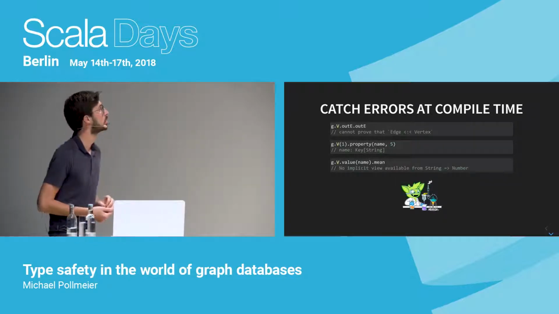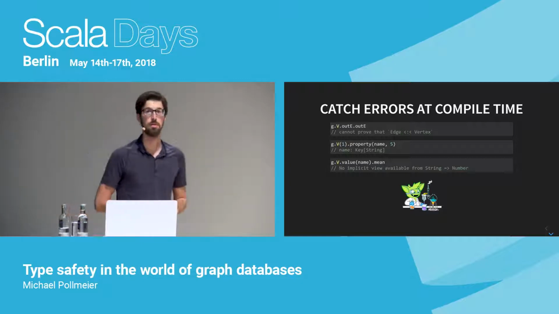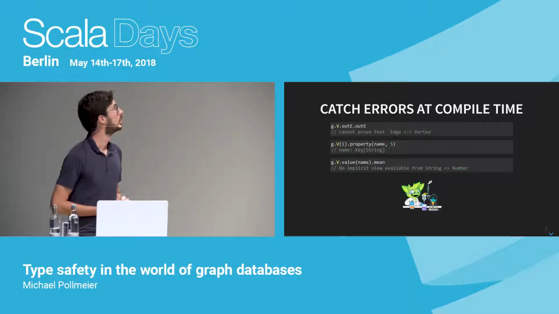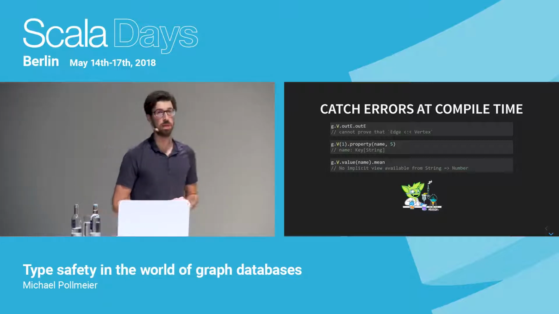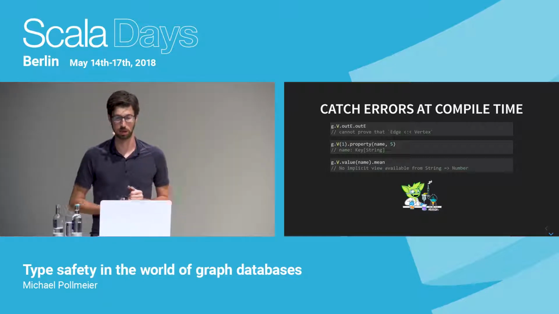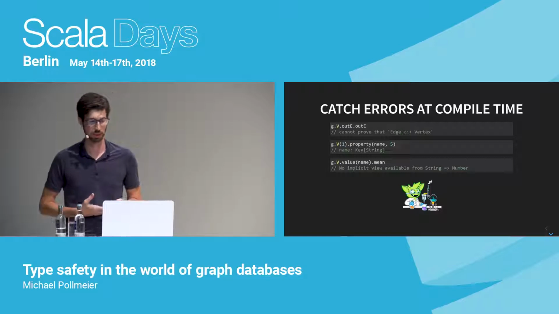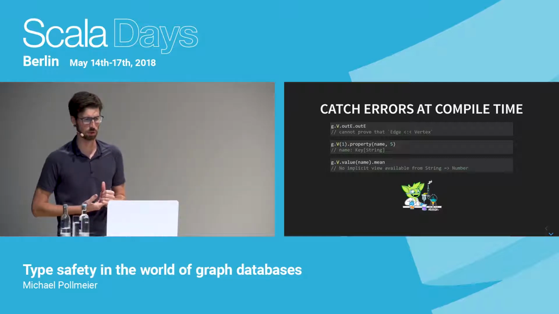Yeah, the other thing I mentioned is you can catch some families of errors at compile time. In a dynamic language you don't have any compile time, so you can't get that. But also in Gremlin Java you don't get most of this.